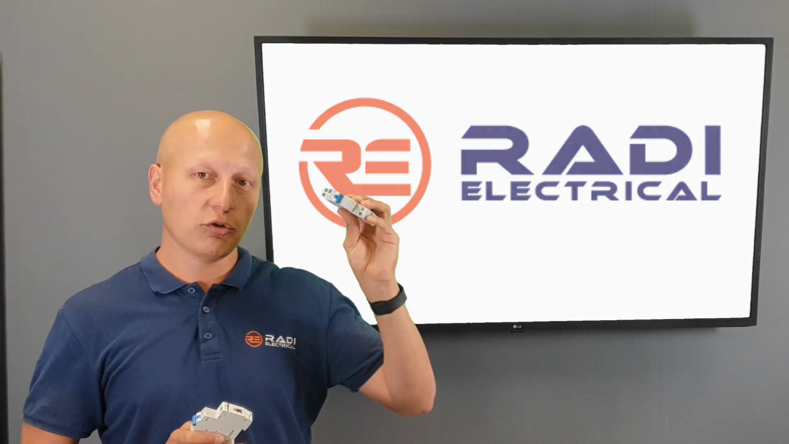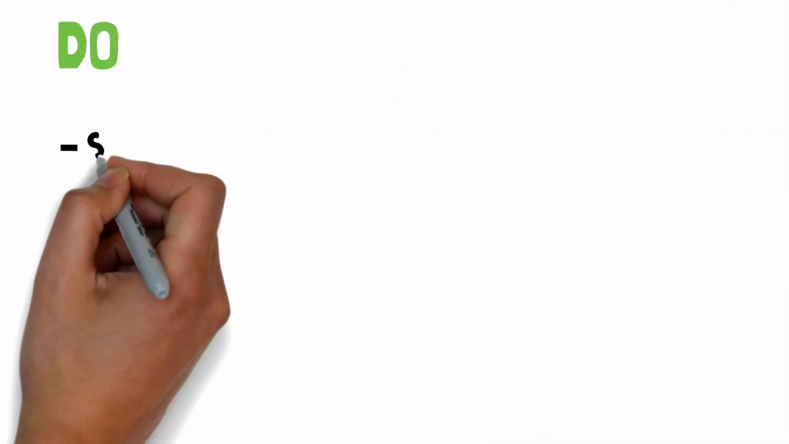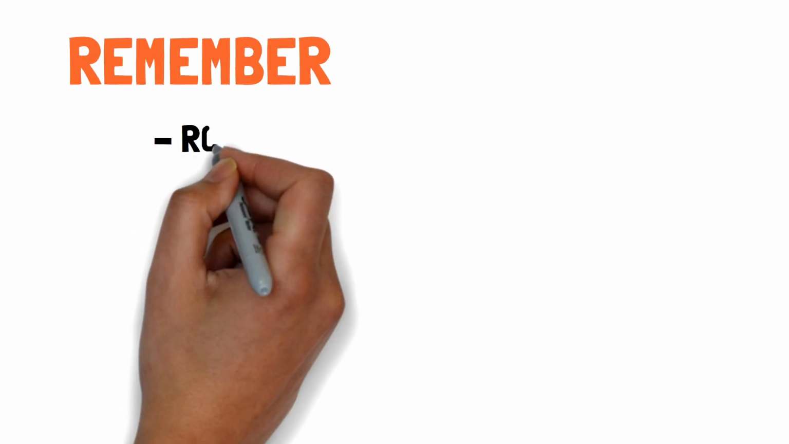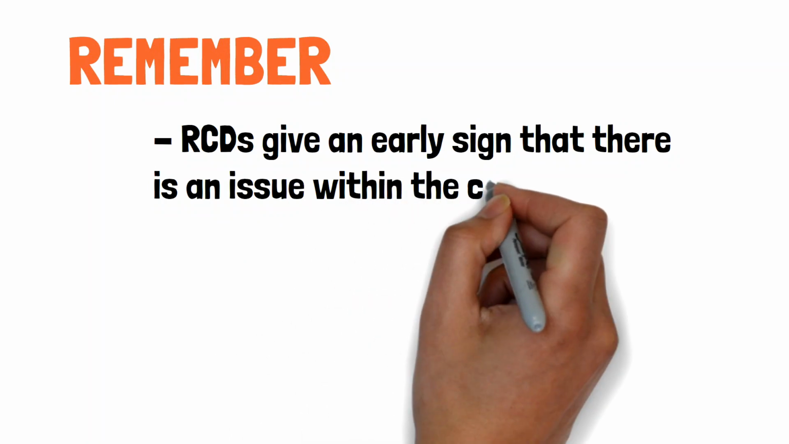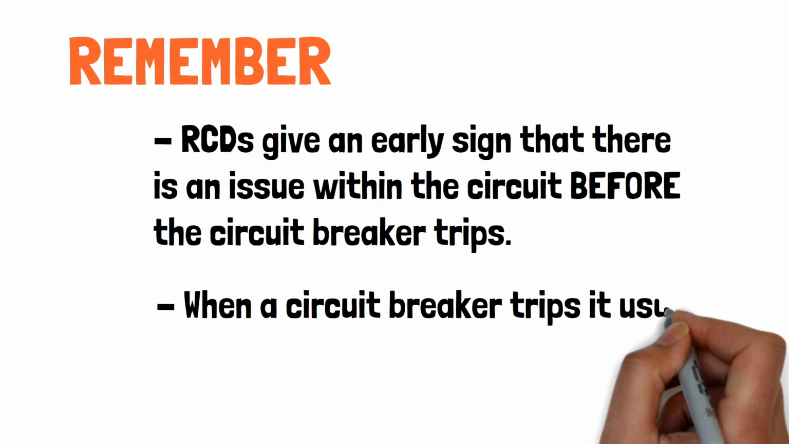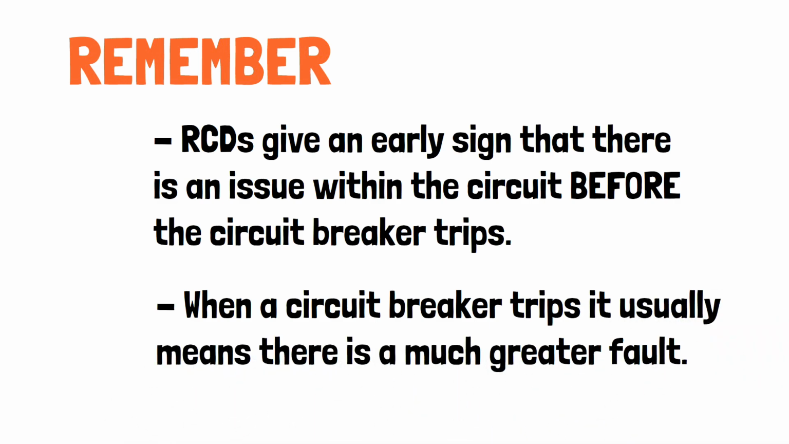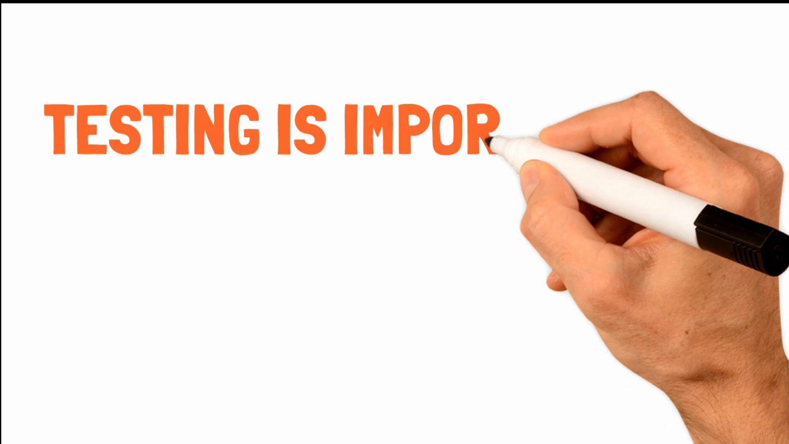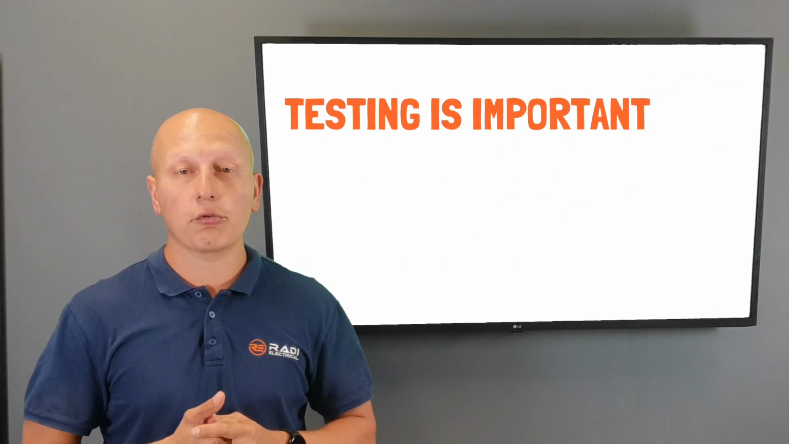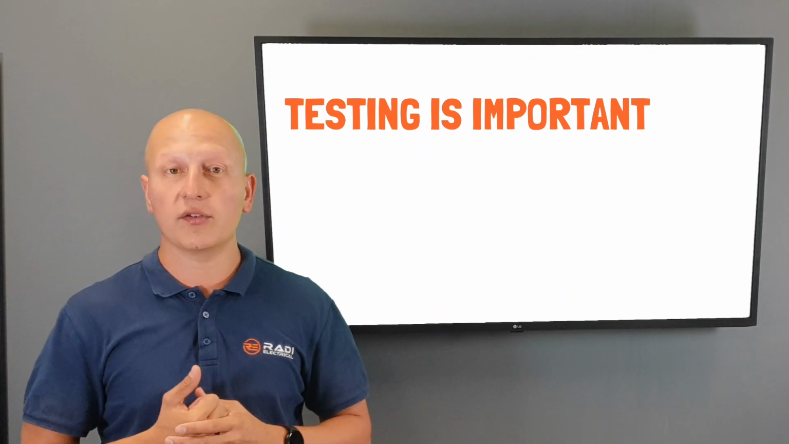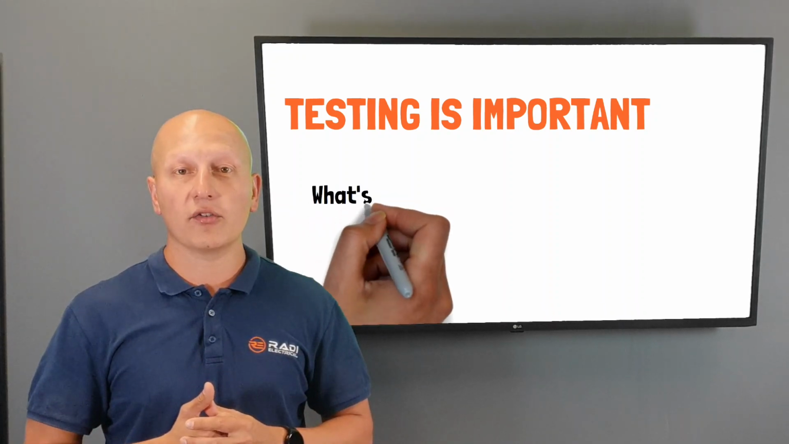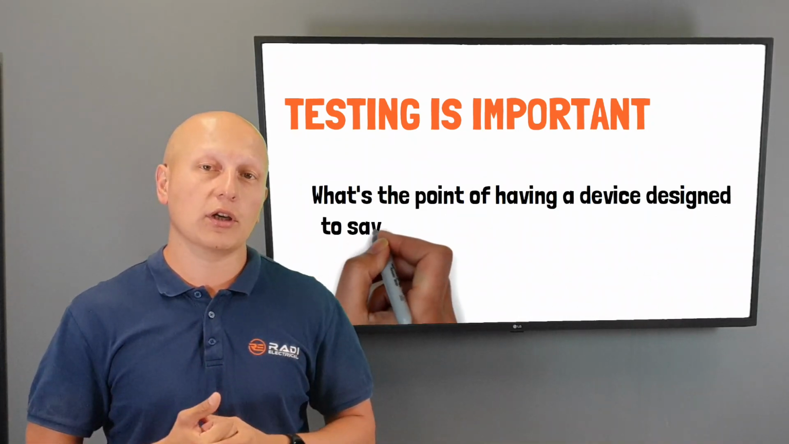But always make sure that if there is an issue, spend the time and find it, because normally RCDs are giving you an early sign that you do have an issue within that circuit before a circuit breaker trips. Because normally when a circuit breaker trips, the fault is a much greater fault. So that's another one there. Testing is also another one that's important. Based on your role, you're responsible to ensure that these devices are operating correctly. And what's the point of having a device designed to save lives if it's not working correctly?